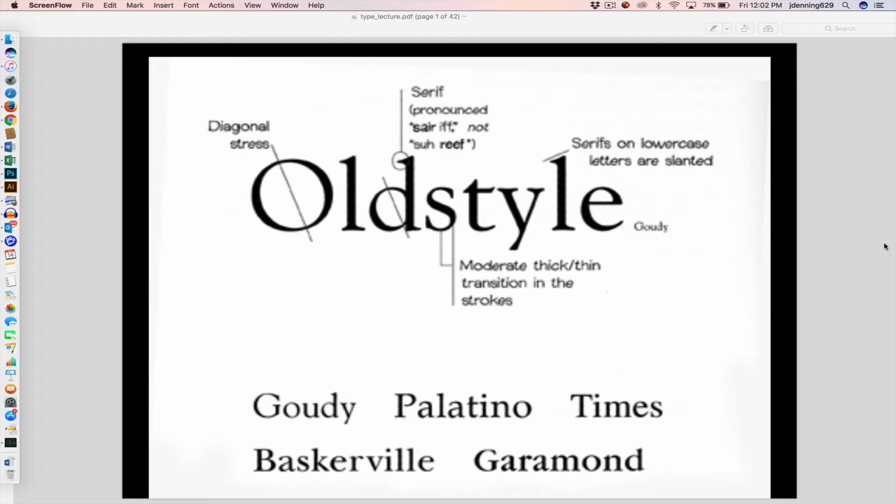We've kind of divided fonts into different families. This particular family is called Old Style, and it includes Palatino, Times, Baskerville, Garamond. And Old Style, if you notice with the O, has a very diagonal stress. And on the L here, you'll notice that these are very pronounced serifs on the lowercase letters. There's very moderate thick-thin transitions in the strokes, and that's a style that you can see repeated in some of these particular fonts: the diagonal stress, the pronounced serif in the lowercase letter, and the moderate thick-thin transition.